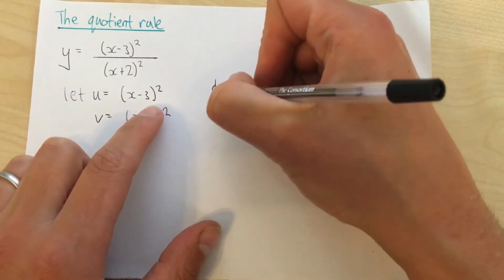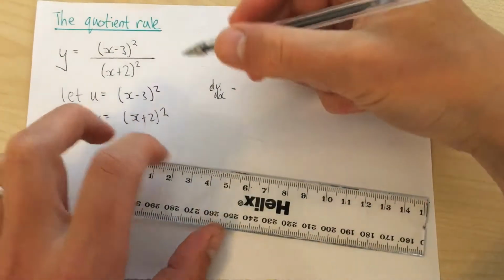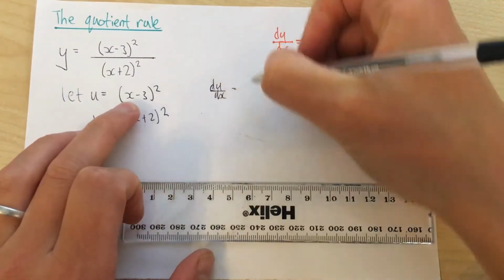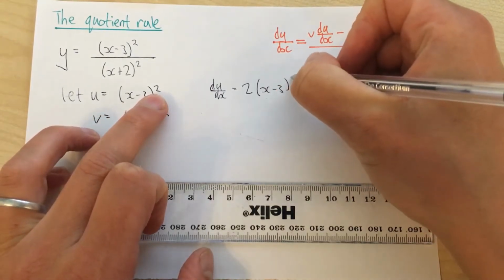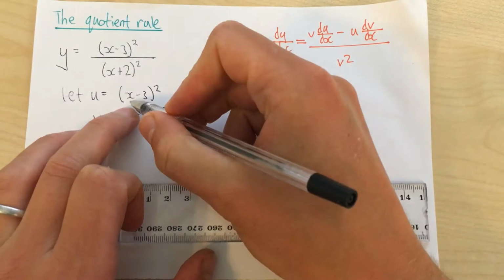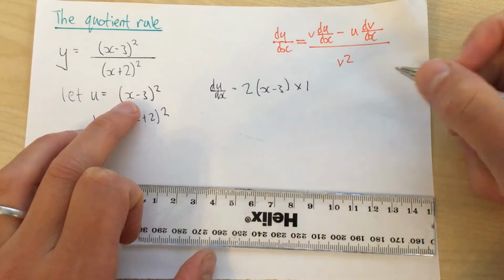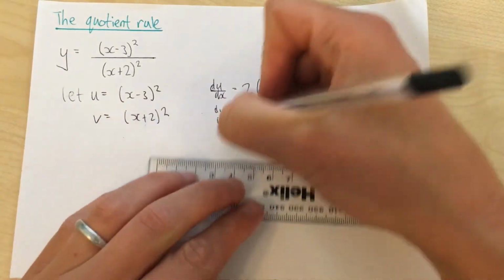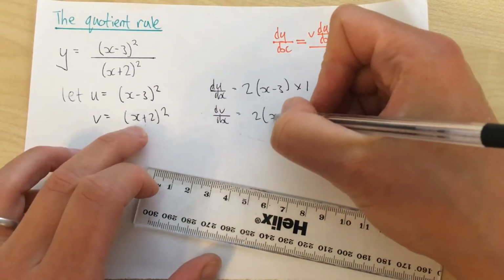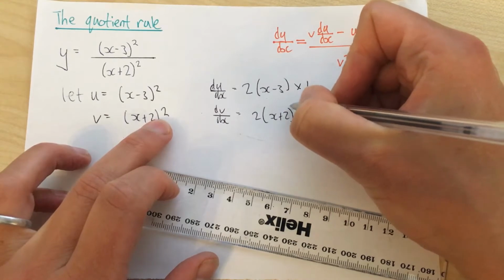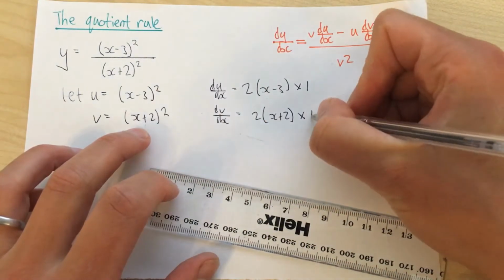So du by dx equals, using the chain rule, we bring the power down, so we've got 2. We write out the brackets again, take 1 off the power, that would be a 1 there, and then multiply it by the derivative of what's in the brackets. In this case, the derivative of x minus 3 is just 1. Looking at dv by dx, using the chain rule, we get 2 multiplied by what's in the brackets, take 1 off the power, it was 2, so now it's 1, multiply it by the derivative of what's in the brackets, so that's 1 as well.